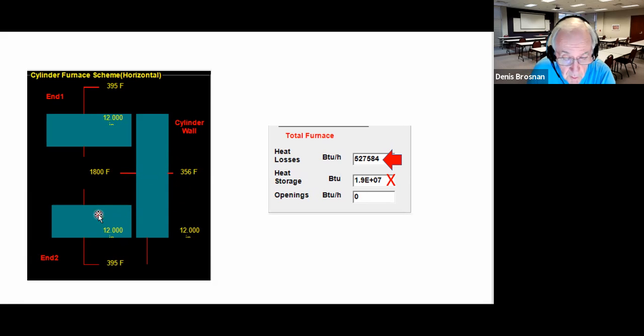Okay, so the ends, the firing hood, if that's on this end, is 395 on the outside. The feed end is 395. The interior is 1,800. Okay, so we've shown everything in this orientation that e-solutions gives us. Now the heat loss is 527,594 BTUs per hour.